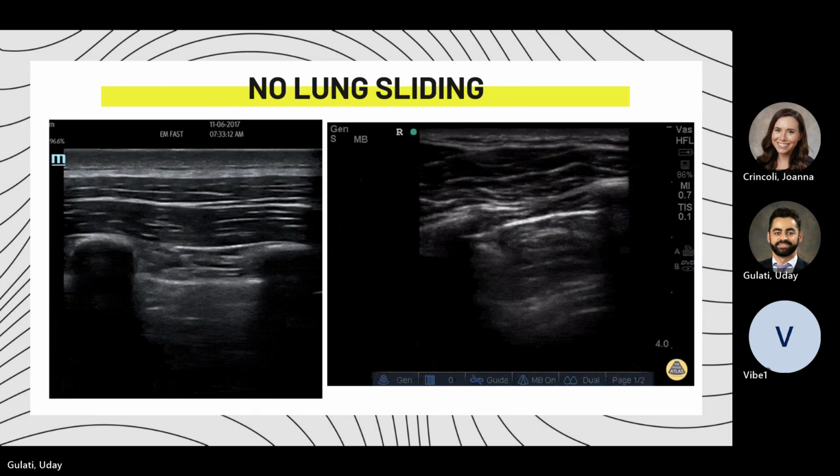And so what do you guys notice here? No lung sliding. Yeah, there's no shimmering, right? And so this could mean, I'm not saying it is a pneumothorax, it could be a pneumothorax. We'll get to that in a second. Lack of lung sliding does not always mean pneumothorax. Once again, lack of lung sliding does not always mean pneumothorax.